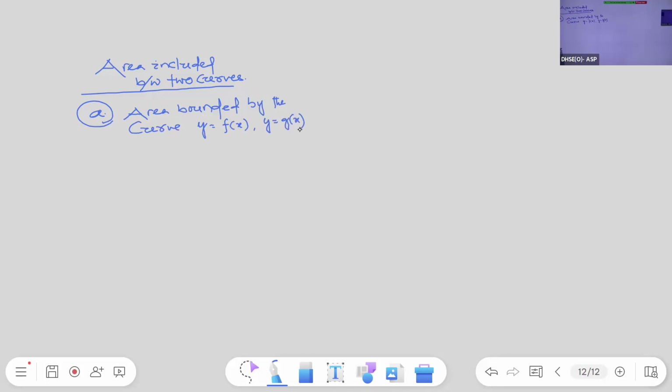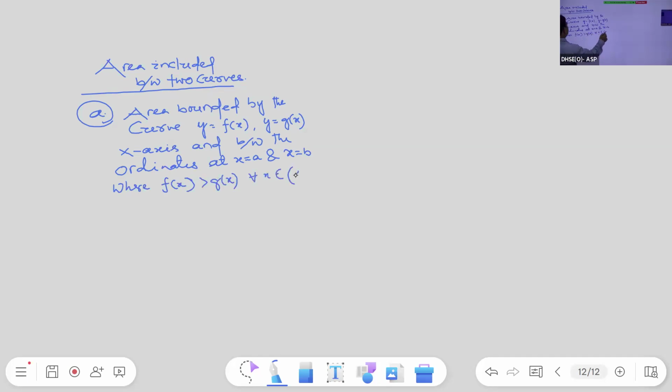Area bounded by the curve y is equal to f of x, y is equal to g of x, x-axis, and between the ordinates at x is equal to a and x is equal to b, where f of x greater than g of x for all x belongs to interval a b, is integral a to b f of x minus g of x dx.